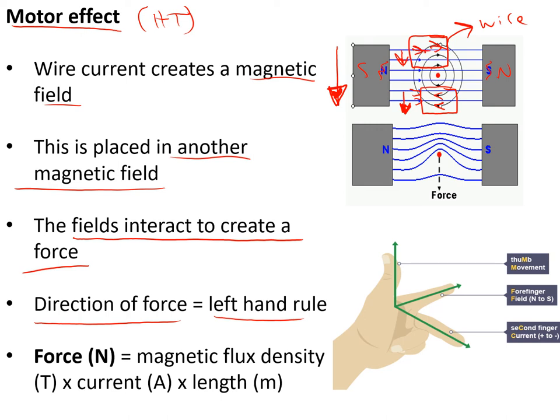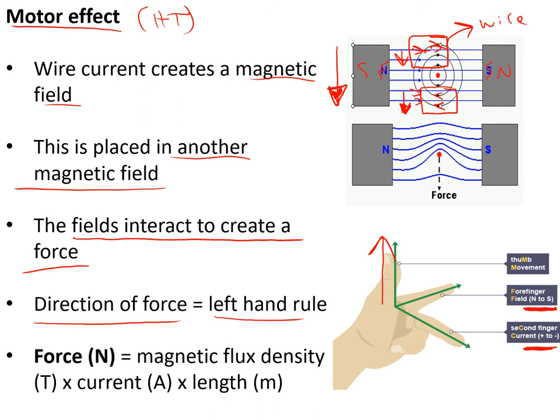So we get our left hand and stick our thumb, forefinger, and second finger out at right angles to each other. You point your forefinger in the direction from north to south. And you point your second finger in the direction from positive to negative in terms of the current, and then you stick your thumb out and that will point in the direction of the force. If you're in an exam and you get a question like this, use your left-hand rule to figure out the direction of the force.